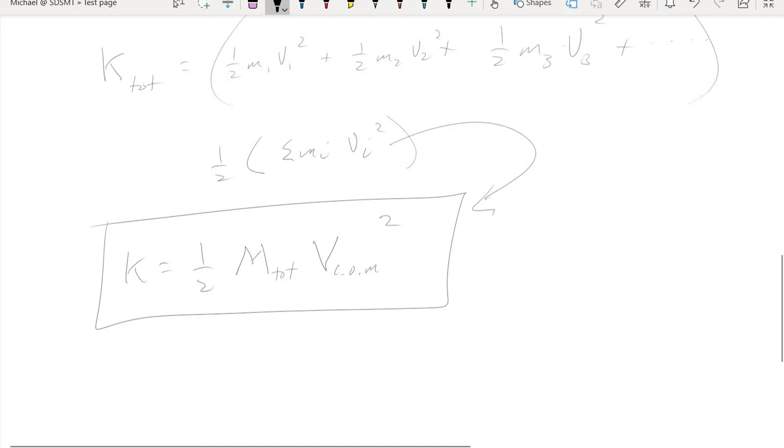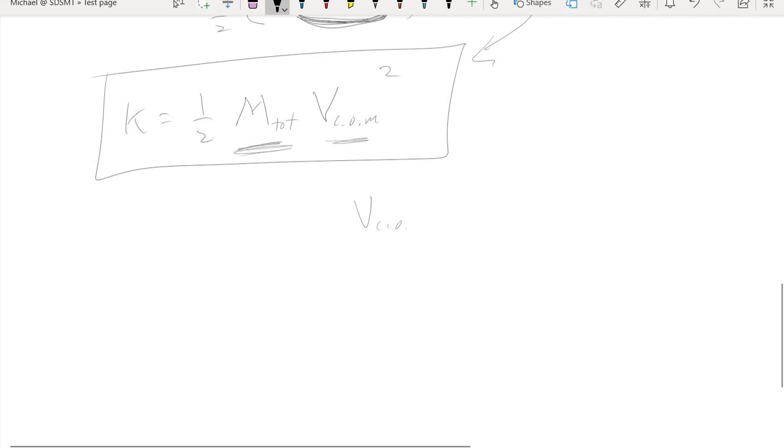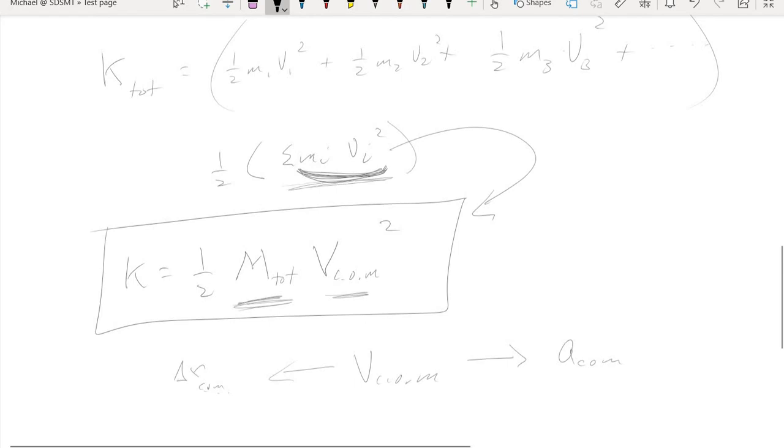The reason that we would prefer to do it this way is because this keeps the terms separate from one another. We can find the center of mass velocity separate from the total mass of the system. What we cannot do is separate these individual values. And if I already know the center of mass velocity, I can rather easily go back and forth to things like change in position for center of mass and acceleration of center of mass, which I cannot do up here.